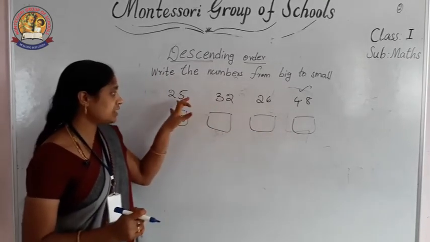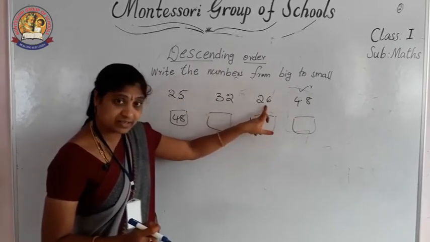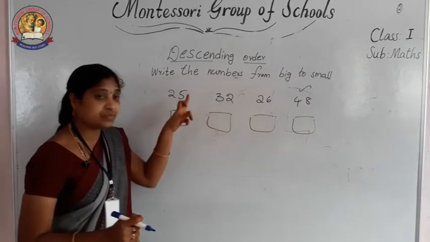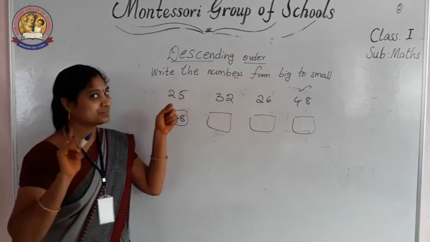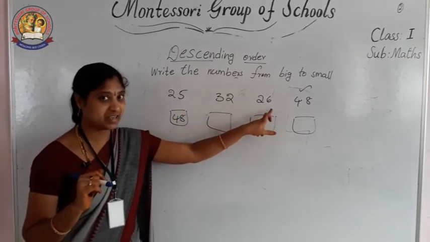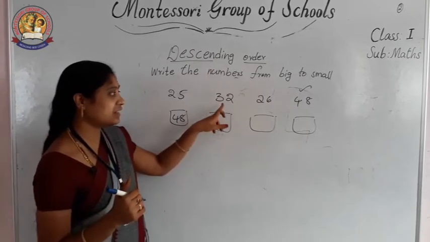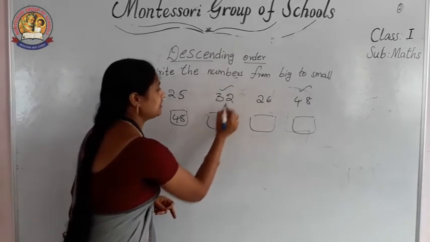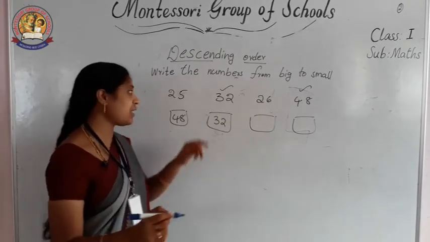Next what is there? Here 25, 32, 26. In these numbers, which one is the big? 25? Next 26? No. Next? Yeah, 32. Right here, 32. Again, what is the balance? 25 and 26.